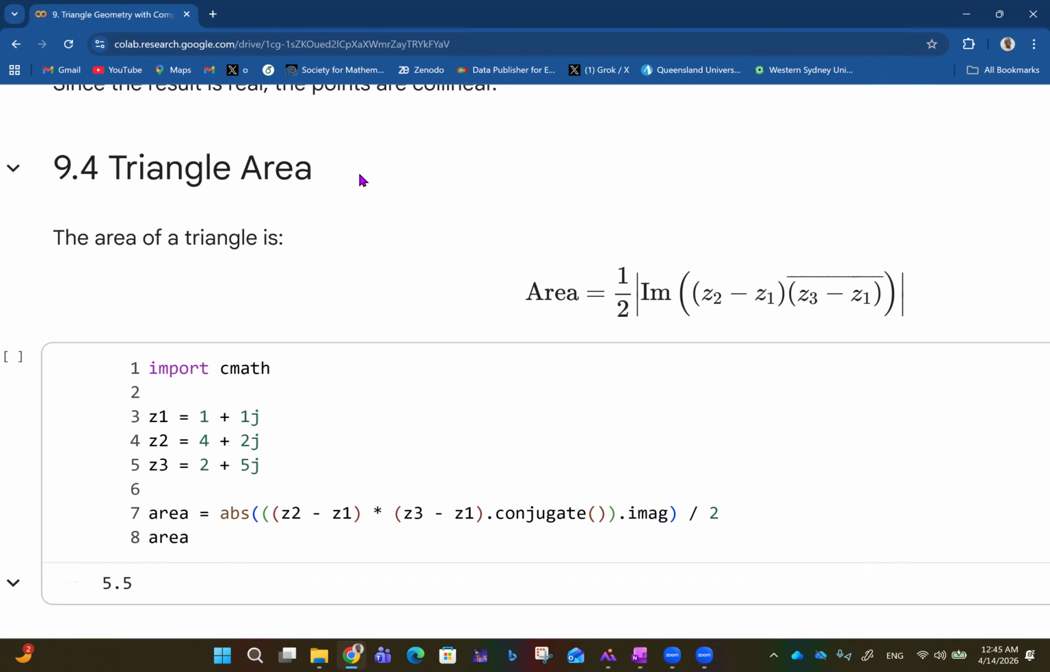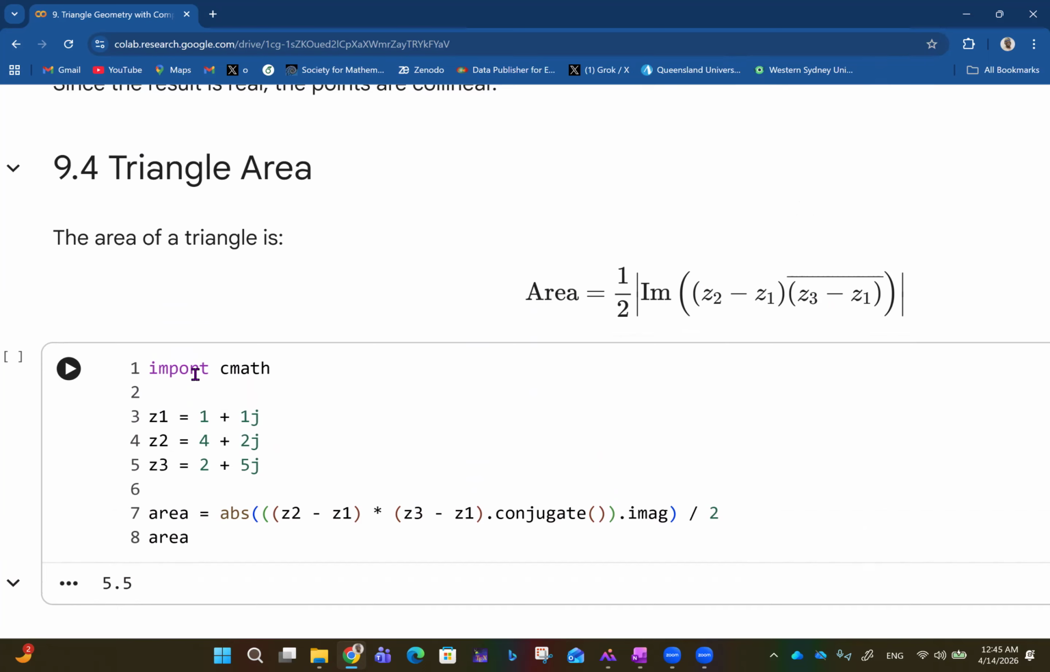So here you have a triangle area. The area of a triangle in the complex plane is this: area is equal to half the absolute value of the imaginary part of z1 minus z2 into the conjugate of z3 minus z1.